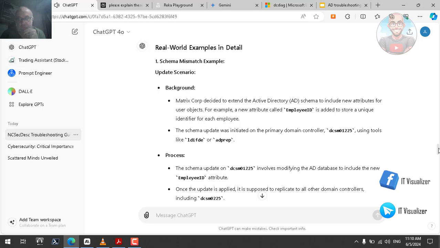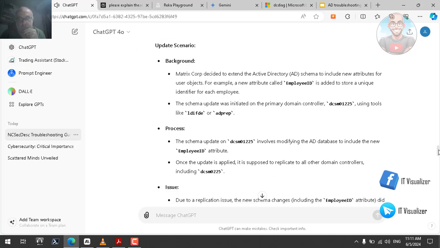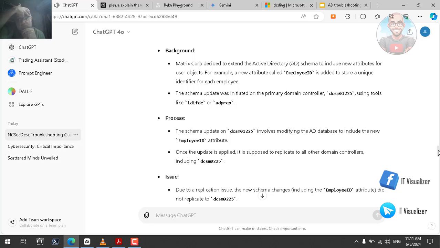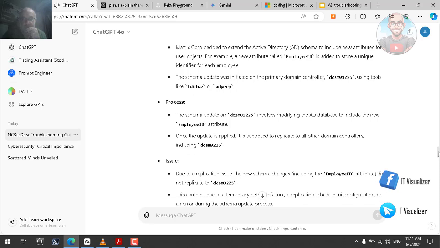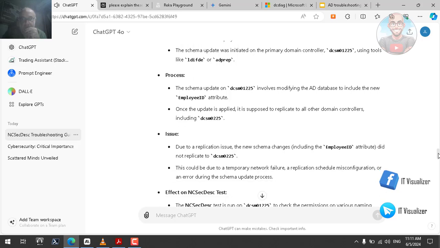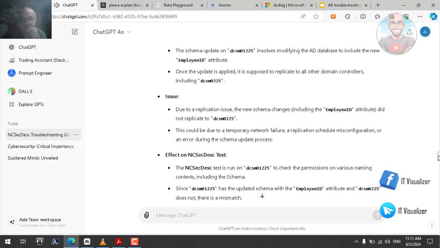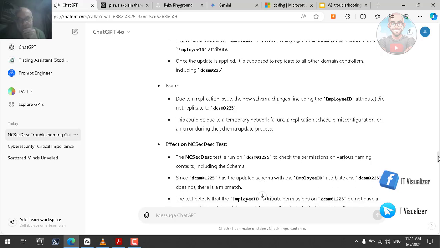Process. The schema update on DCSM01225 involves modifying the AD database to include the new Employee ID attribute. Once the update is applied, it is supposed to replicate to all other domain controllers including DCSM0225. Issue. Due to a replication issue, the new schema changes, including the Employee ID attribute, did not replicate to DCSM0225. This could be due to a temporary network failure, a replication schedule misconfiguration, or an error during the schema update process.